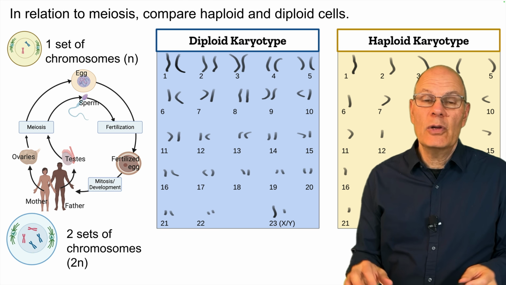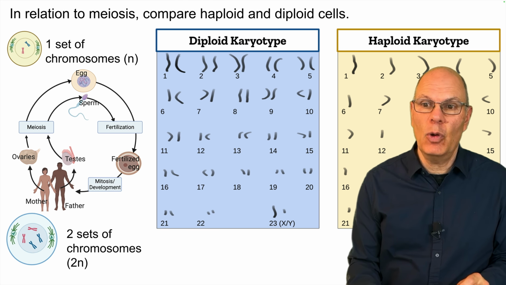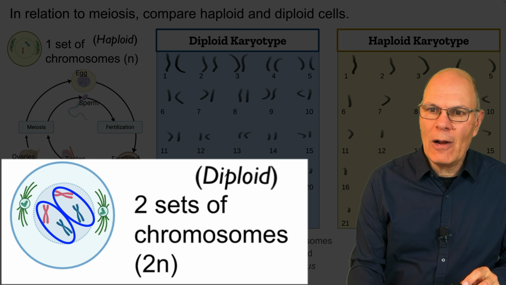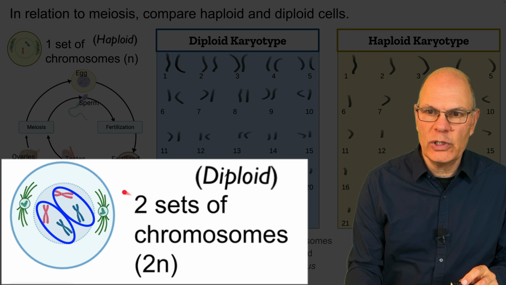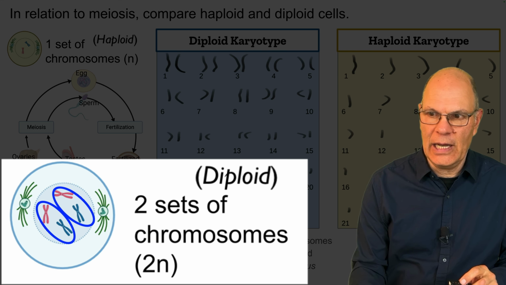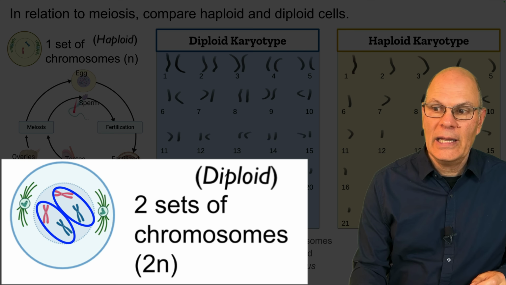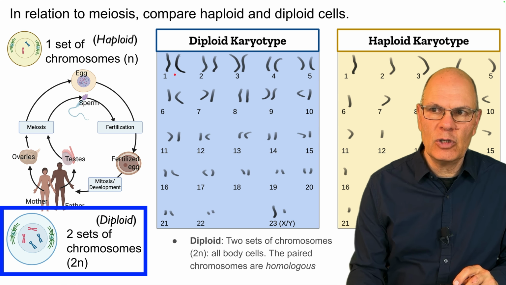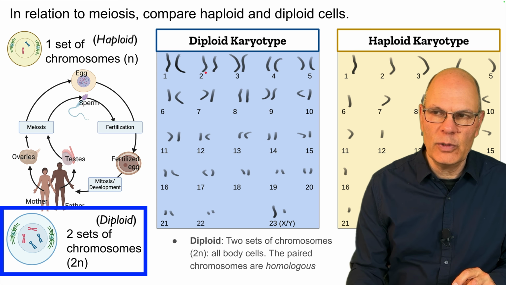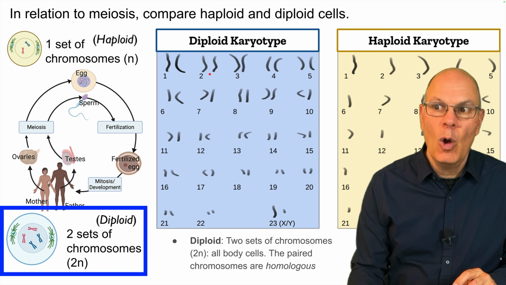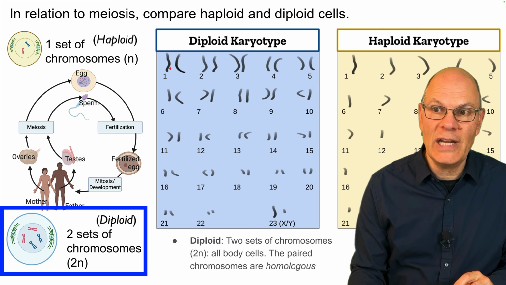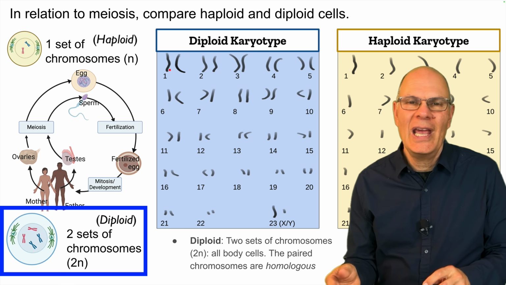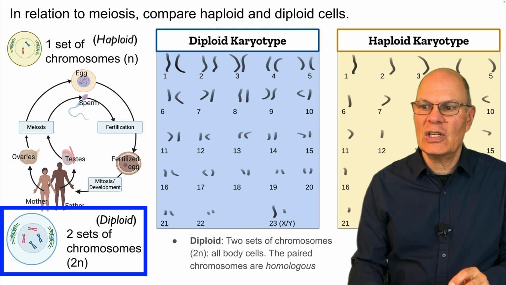In relation to meiosis, compare haploid and diploid cells. These are super important terms for understanding meiosis. Parents have two sets of chromosomes in all of their body cells, with the exception of their gametes. Those chromosomes are paired. So for example, here's chromosome 1. There are two of them. Here's chromosome 2. There are two of them. One was inherited from one parent, one was inherited from the other. Those pairs are said to be homologous, and that's a term that we'll explain in the next slide.